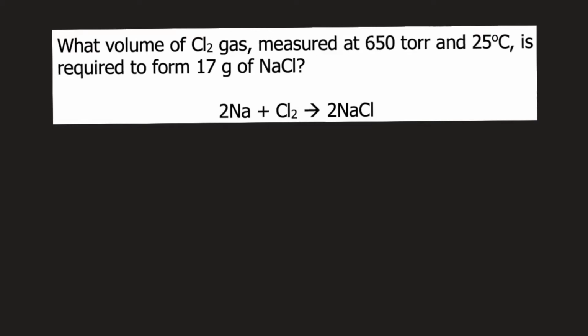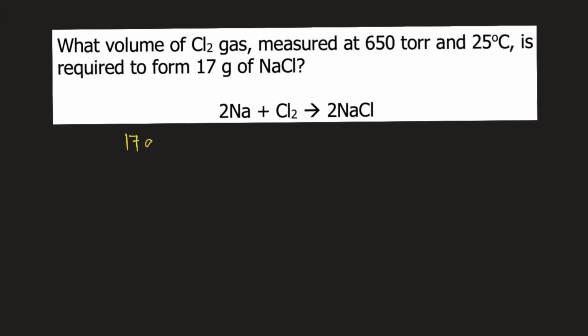What volume of Cl2 gas measured at 650 torr and 25 degrees Celsius is required to form 17 grams of NaCl? The reaction is given below. 2 moles of Na plus 1 mole of Cl2 forms 2 moles of NaCl. So to answer this question, we must do first the following conversions.